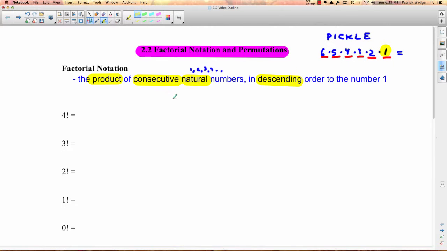Okay, that's factorial notation. And the way you use factorial notation, you use this exclamation mark. So what this means is 4 exclamation mark. That does not mean 4. Right? It doesn't mean excited for. What this means is start at 4, and then you're going to get the product of consecutive natural numbers in descending order. So we're going to go down until we hit 1. 4 times 3 times 2 times 1.